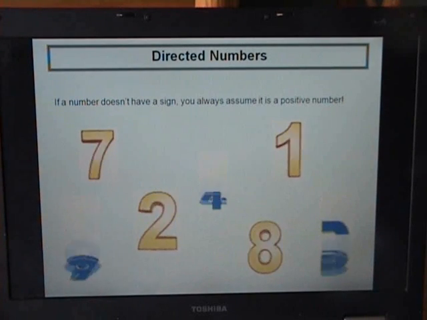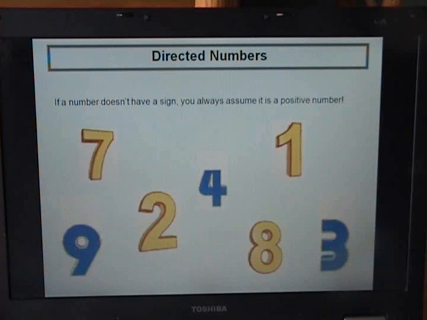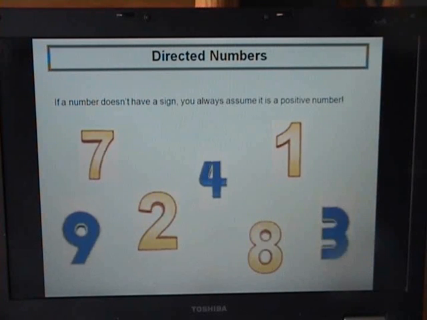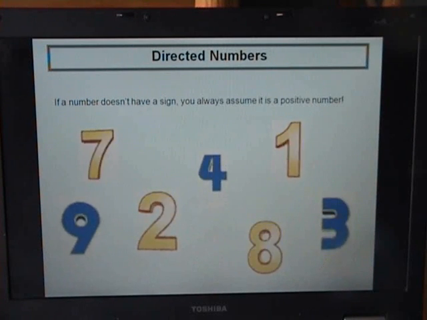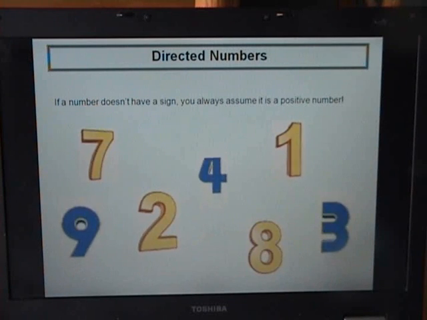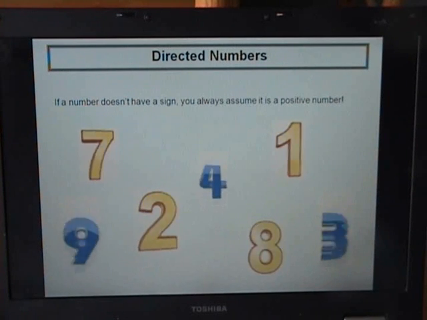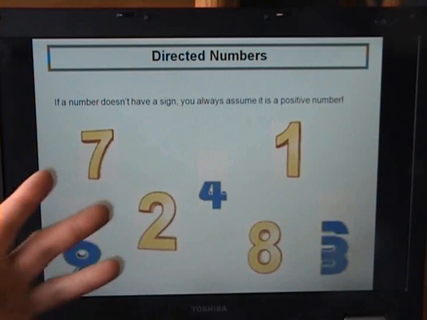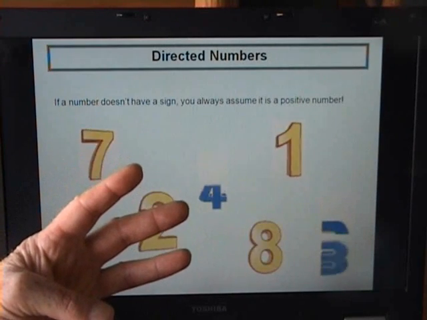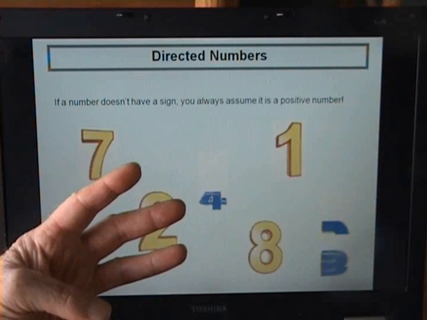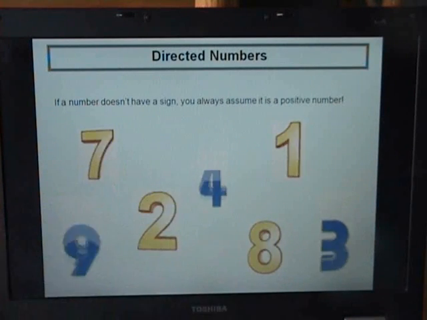All numbers have a sign, but sometimes that sign is invisible. Those are the numbers 9, 7, 2, 4, 8, 1 and 3. They're all positive numbers, but I tend not to call them positive 7, positive 9 and so on. If I have 3 fingers up, I would just say the number of fingers I've got up is 3. I wouldn't say positive 3.